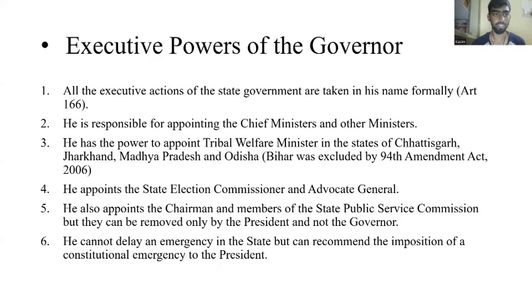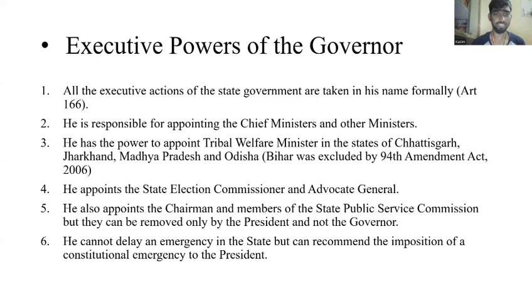Let us speak about the first power, that is executive powers of the governor. There are many executive powers of the governor. For example, all the executive actions of the state governor are taken in his name formally under Article 166. He is responsible for appointing the chief ministers and other ministers. He has the power to appoint tribal welfare minister in the state of Chhattisgarh, Jharkhand, Madhya Pradesh, and Odisha. Bihar was excluded by the 94th Amendment Act 2006.